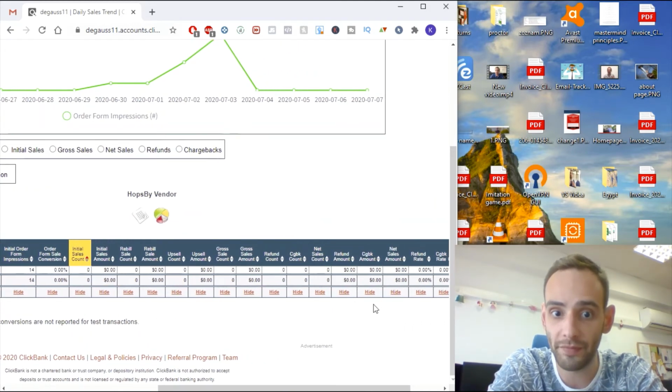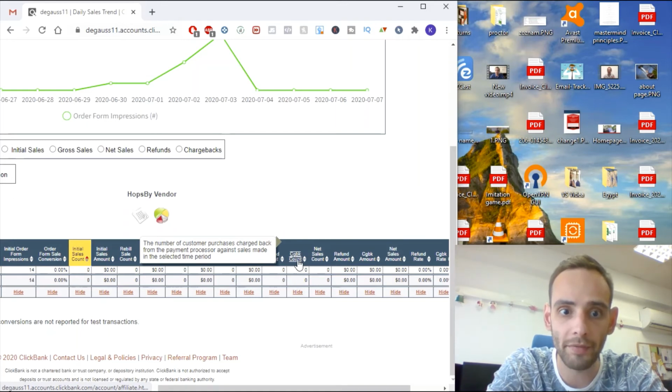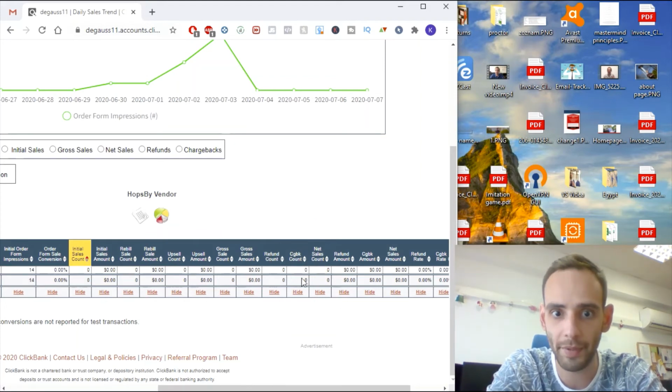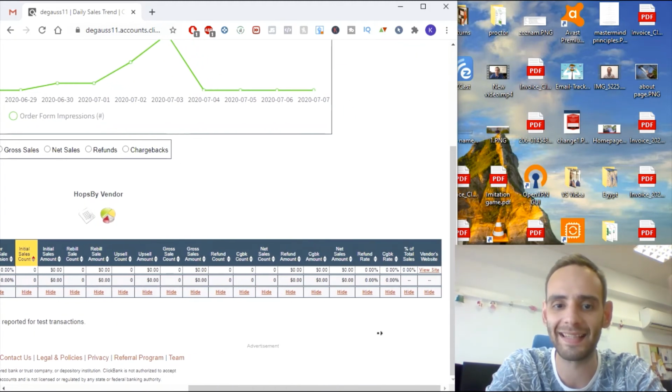Again, the refund count is very important: how many refunds you have got from all of the sales. This is the number of customers charged back from the payment processor against sales made, the chargebacks number. Net sales count is basically gross sales count less refund count and chargeback count. That's just a statistic which you don't necessarily need to pay too much attention to.